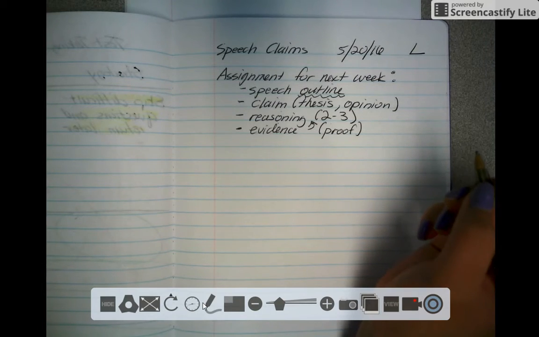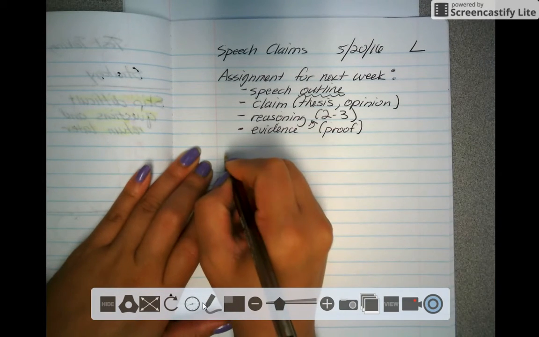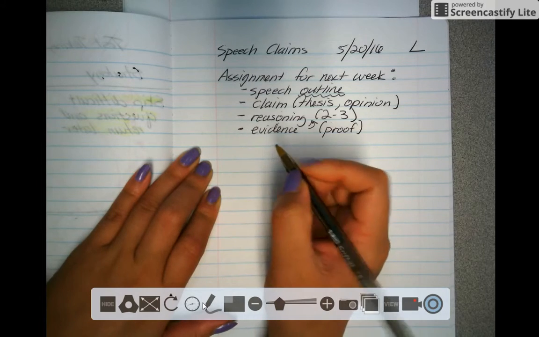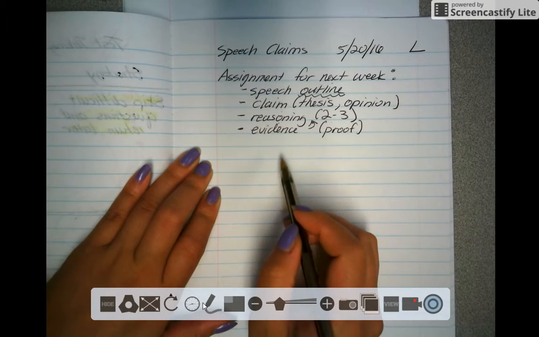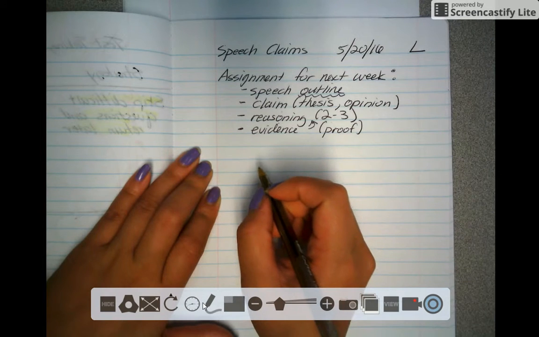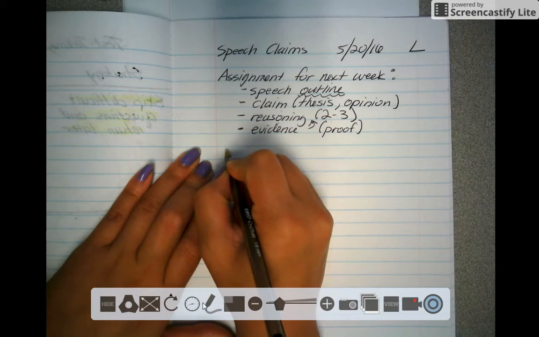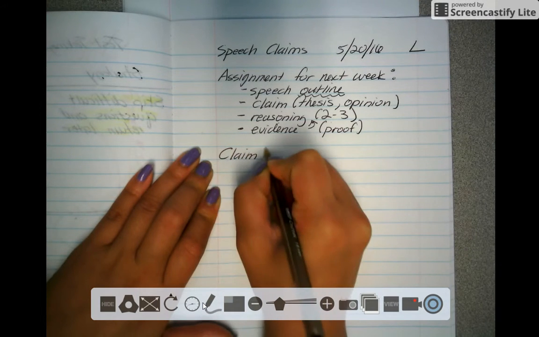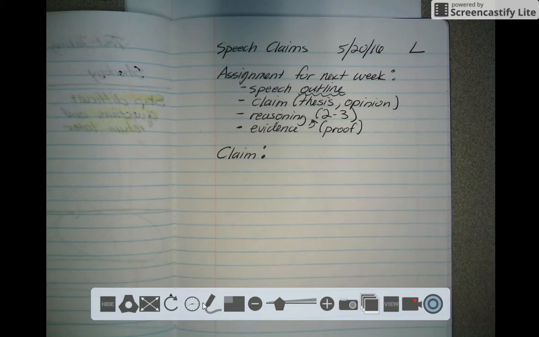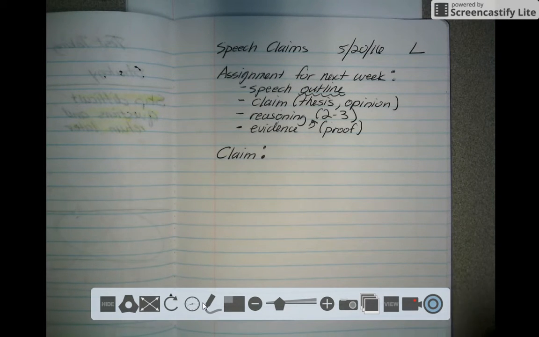So let's go into depth a little bit more about what each of these things mean. So remember, you are supposed to be taking these notes and continue to take the notes that I'm taking. And remember that you can pause whenever you need to, to make sure that you get caught up on notes. So first, you'll need to have a claim for your speech. And a claim, hopefully this word rings a bell.